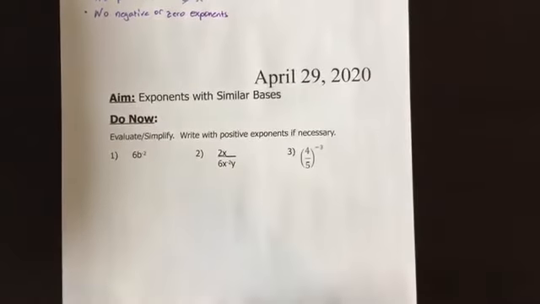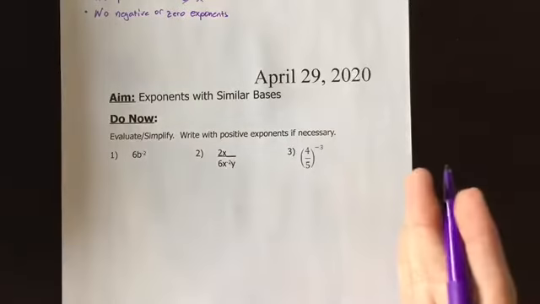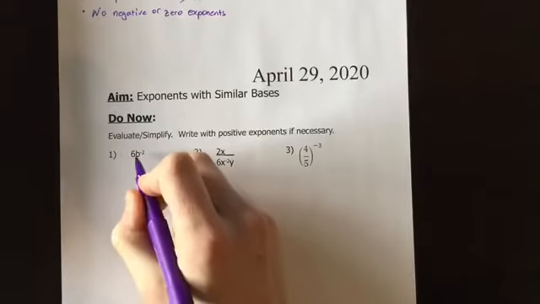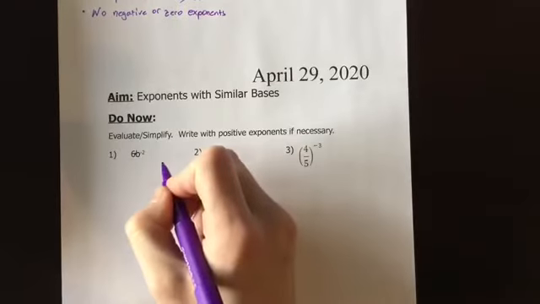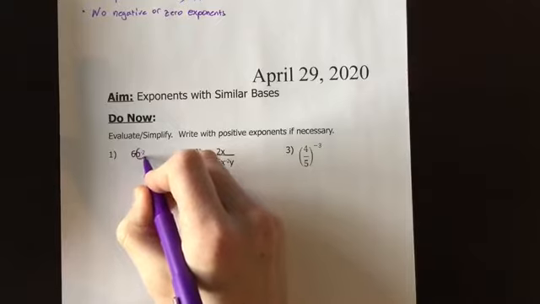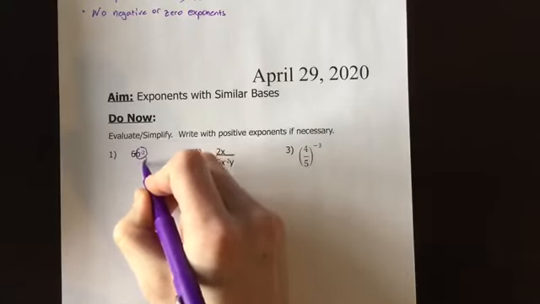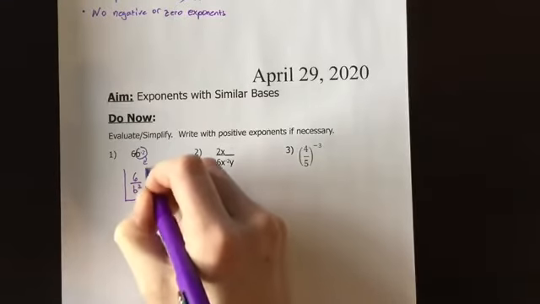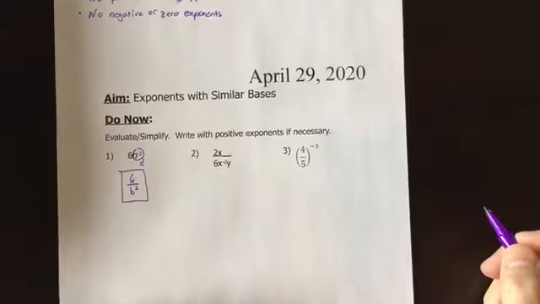So number 1, we have 6b to the -2nd power. I want to make sure I'm identifying what is the base of that negative exponent. It's b, just b. 6 is that coefficient. There's a multiplication in there. So only the b and its exponent of -2 are going to move to the denominator. So this becomes 6 over b squared. And there we are, fully simplified.